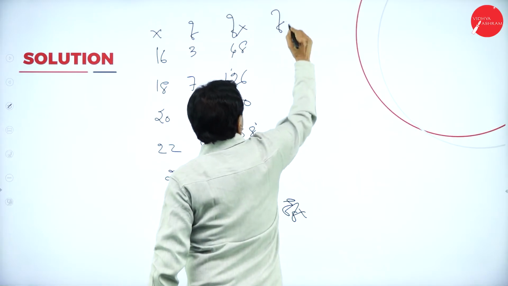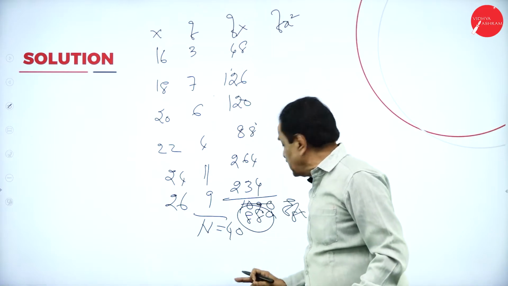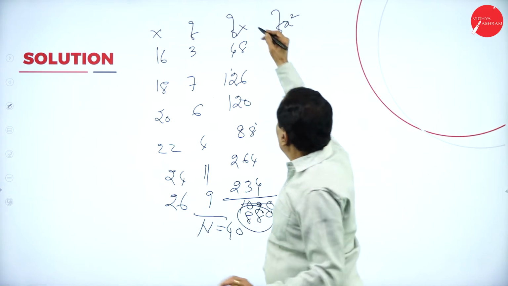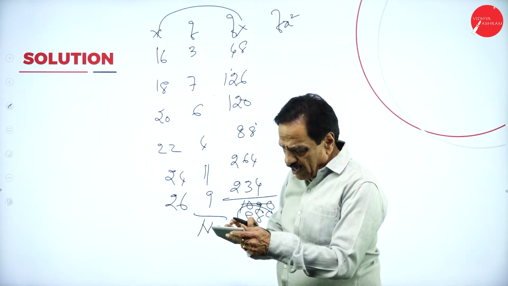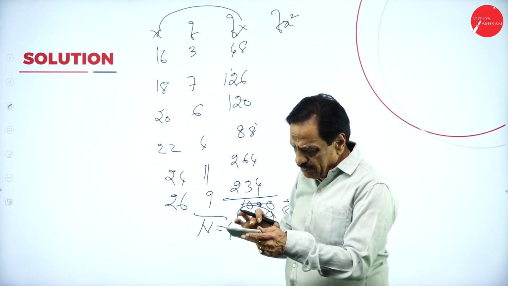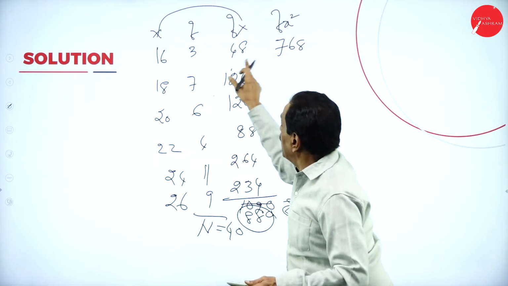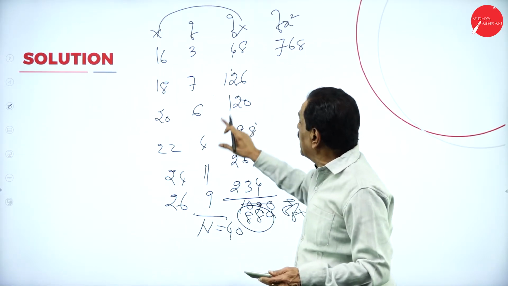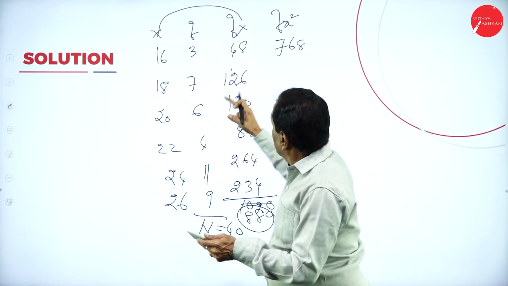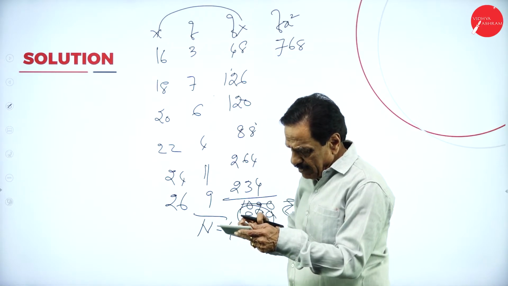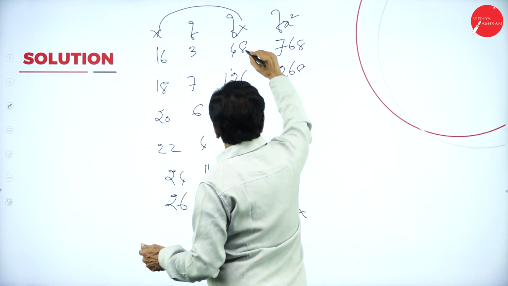Then fx square. So don't confuse: n is 40, sigma fx is 880. Now fx into x. So 48 into 16, 768. 126 into 18, 2268.